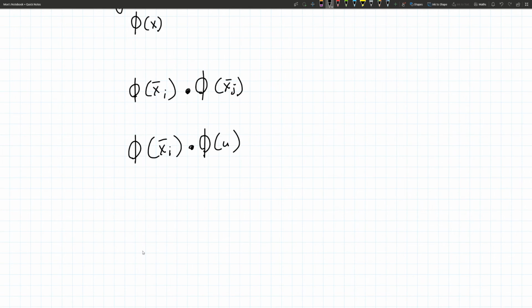So let's say we have a function k that takes x of i and x of j, which is the transformation of x of i dotted with the transformation of x of j.